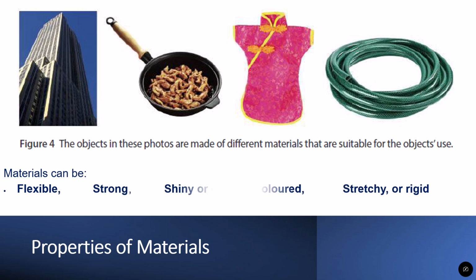So let's look at the properties of materials. One, it can be flexible. If we look here, we can see that the rubber hose is flexible. Then strong, the building is strong. Shiny and dull, we can see the frying pan can be either shiny or dull. Colored, we can see the top is colored, and stretchy or rigid. So the rubber hose can also be stretchy. Rigid, we would say that rigid means something that it cannot move. So I'll leave that up for you to decide. What do you think is rigid in this picture, in figure 4?